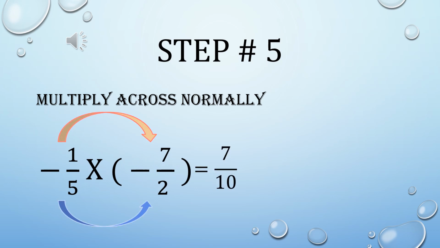Finally, what we have to do is multiply across normally. In this case, 1 times 7 is 7, and 5 times 2 is 10. And your answer is positive because we applied the integer rules: both numbers are negative, so your answer is going to be positive.